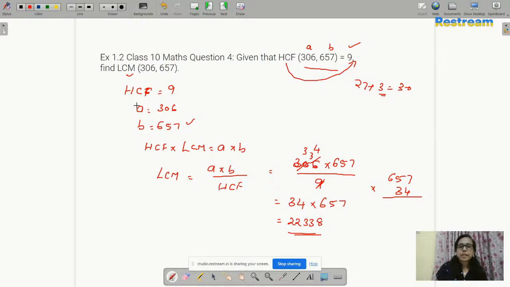HCF is 9. So the highest common factor is 9. We have to find the LCM. Use the formula: LCM is equal to A into B upon HCF. Then 306 into 657 upon 9 is equal to this one. Is it clear? Very important question.